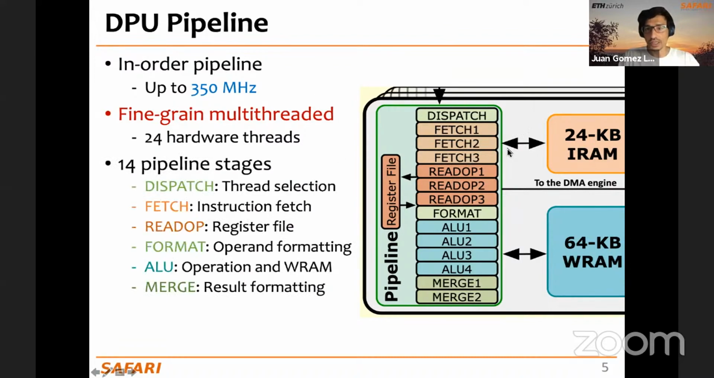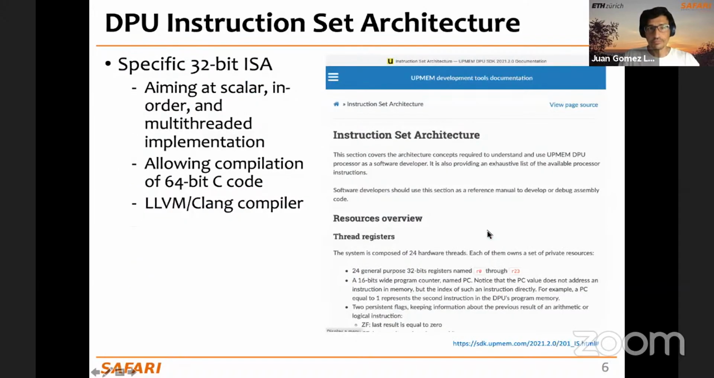The pipeline has 14 stages: dispatch, fetch, read operand, format, ALU, and merge. And as you can see, according to this figure, different stages have different durations. So we can talk about, for example, 3 fetch stages, 3 read operand stages, 4 ALU stages, and so on. And we also talked briefly in the previous meeting about the DPU Instruction Set Architecture. It's a 32-bit instruction set architecture, pretty rich with a large variety of instructions. Some of these we will see in this lecture for sure, but also in later lectures when we talk about DPU programming.